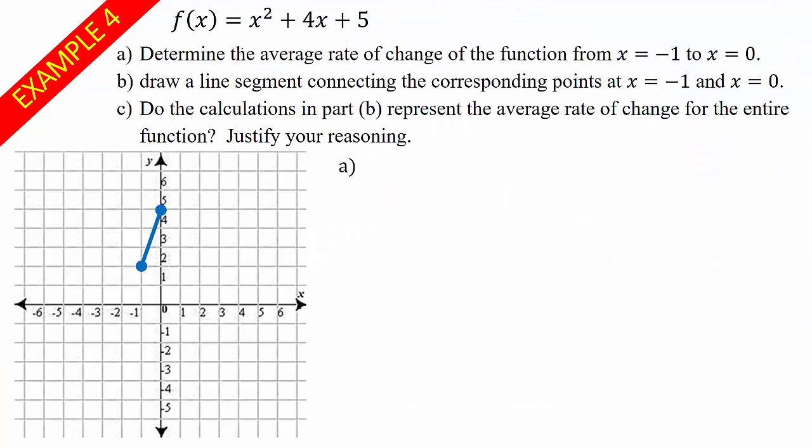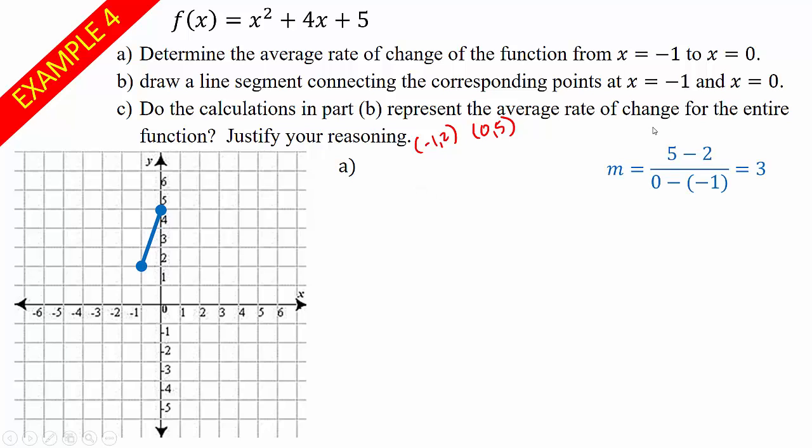Fourth example, so we're given this function. Determine the average rate of change from x equals -1 to x equals 0. So what you can do is plug in -1 for your x to get your y. So this would be y equals 2. So when x is -1, y equals 2. Then you can also plug in 0. 0 squared plus 4 times 0 is 0, which leaves you with just 5. So 0, 5 is your other point.